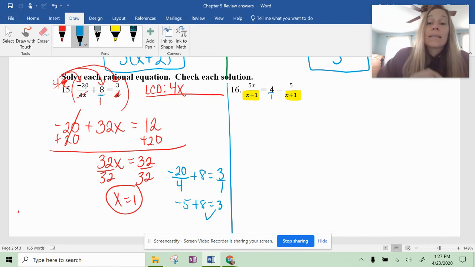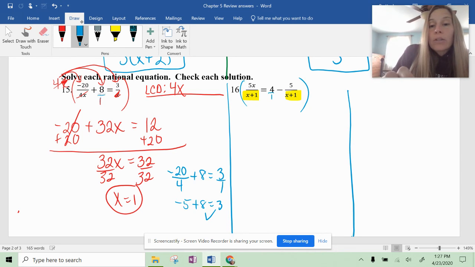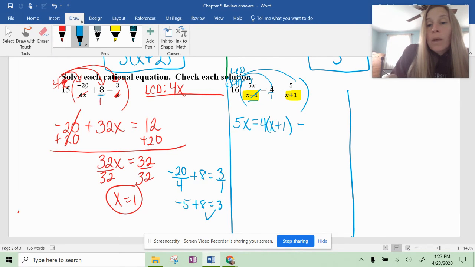So now for number 16, because I can do the LCD method, which I would have to distribute x plus 1 to everything. So if I want to do it that way, just to kind of show you the options, x plus 1 is my LCD here, so I would distribute to all three. Now when I distribute to the first fraction, those cancel. I'm left with 5x. When I go to the 4, nothing cancels, so I would have 4 times parentheses x plus 1. And when I distribute to the third term, the x plus 1's cancel, I would just have the 5. So at this point, I would distribute the 4 and solve the equation just like a normal equation.